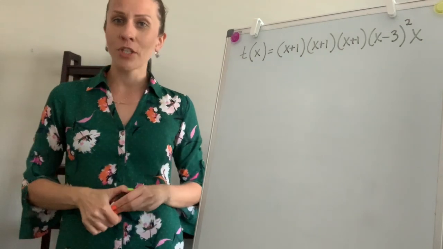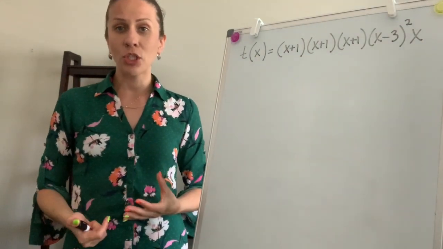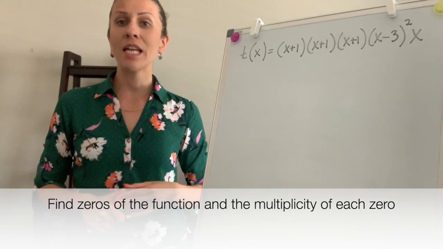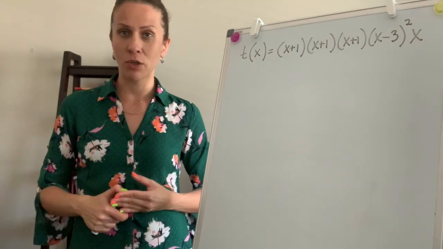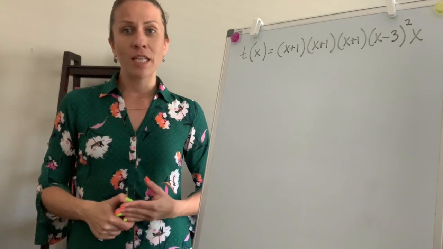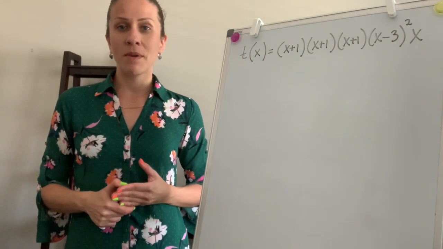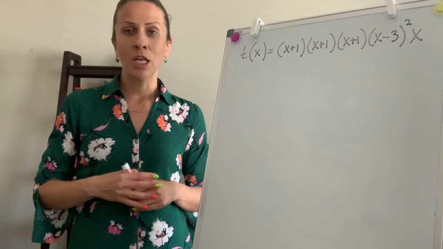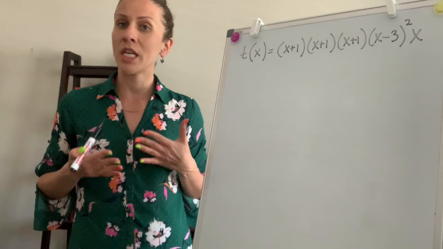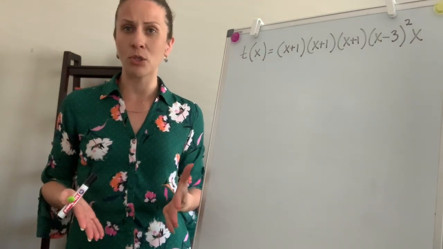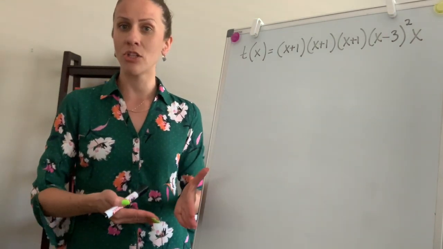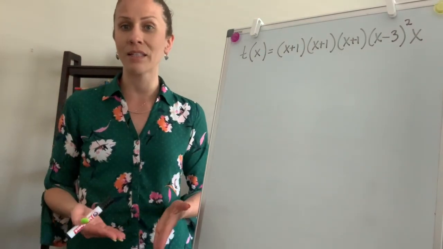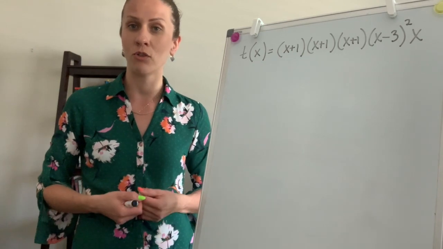So this polynomial function t of x, I'm going to ask you to find the zeros of this polynomial function and determine the multiplicity of each zero. When you're asked to find zeros of polynomial functions, they must be in factored form, which this function is in factored form. So what we need to do now is we need to take each factor, very similar to quadratic equations, set each equal to 0 and determine what our x's are. Those x's will be the zeros of our polynomial functions.